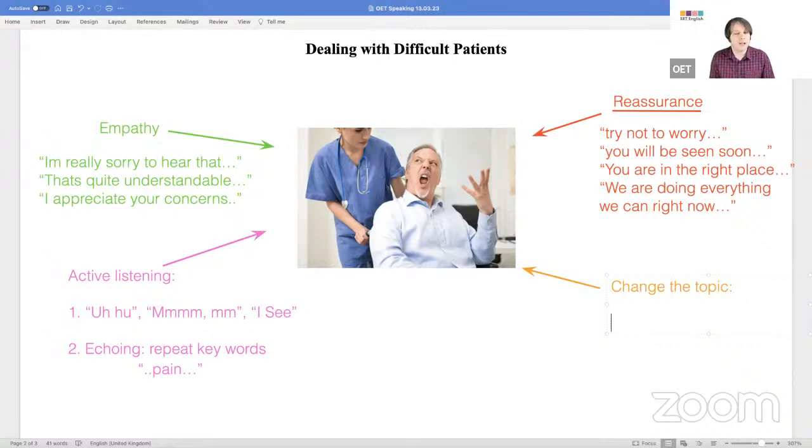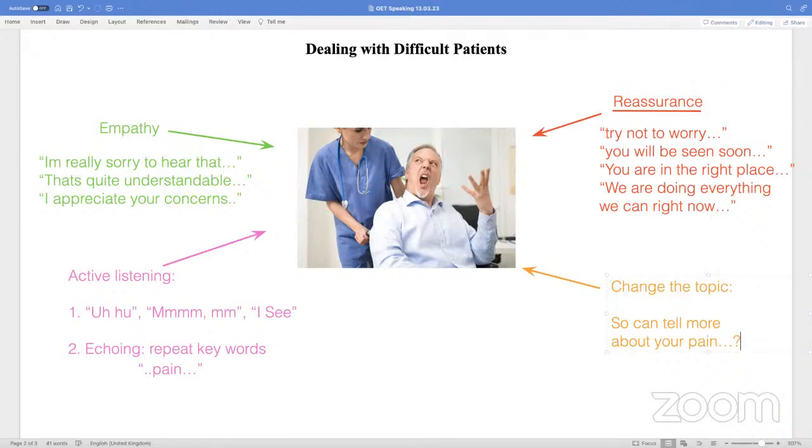What topic could I change to? Away from 3 hours. That's a bad topic, isn't it? 3 hours is a long time. Let's move to your symptoms, please. Symptoms, right? We can ask when did it start, or some questions about the start. So can you tell me more about your symptoms, right? About your pain, right? Yeah.